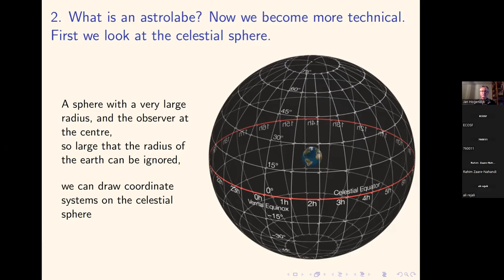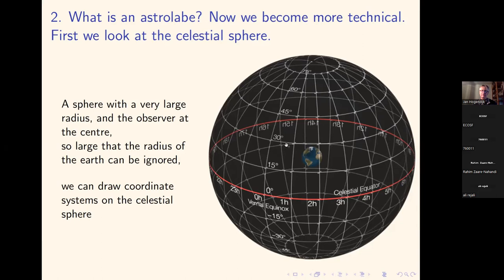You see here a picture of a celestial sphere with an equatorial coordinate system. You have a pole here, and also a pole on the other side. So this will be the North Pole, this will be the South Pole. Then the circle through the center, perpendicular to it, will be the equator. This is in the plane of the equator of the Earth. It's very small in the middle.